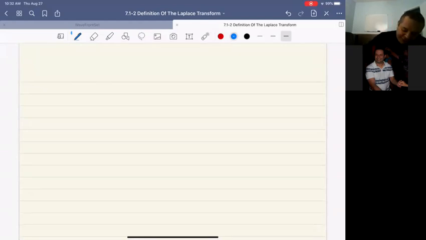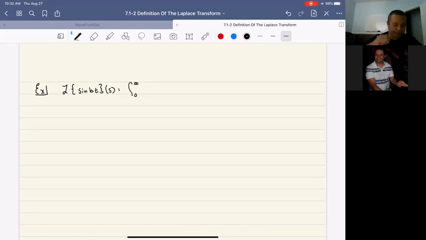So we're going to take the Laplace transform of sine of bt. The Laplace transform of sine of bt of s is equal to the integral from 0 to infinity of e to the negative st sine of bt dt.